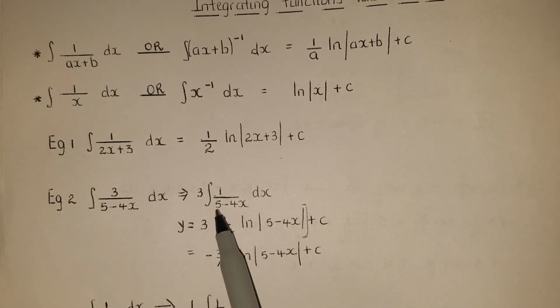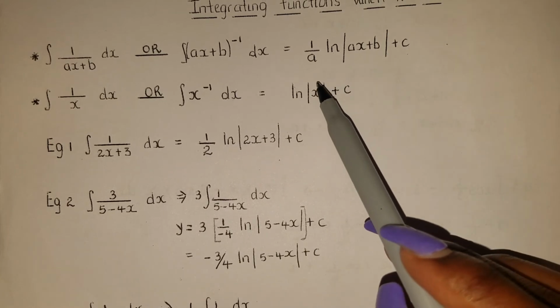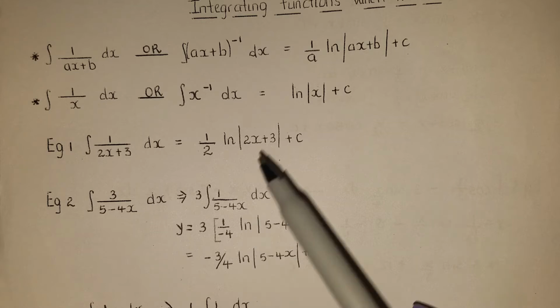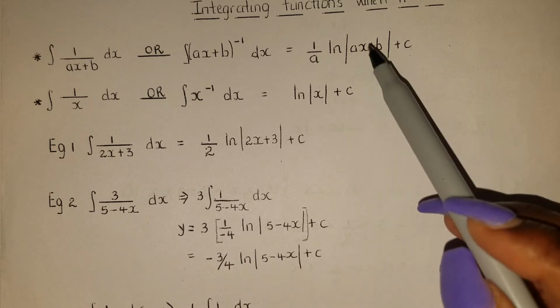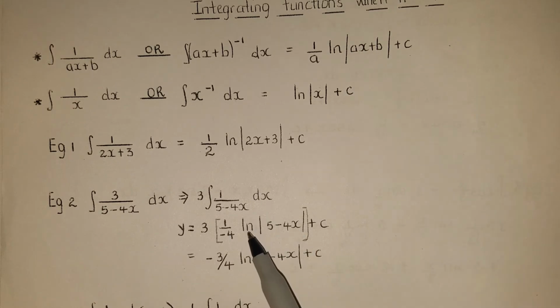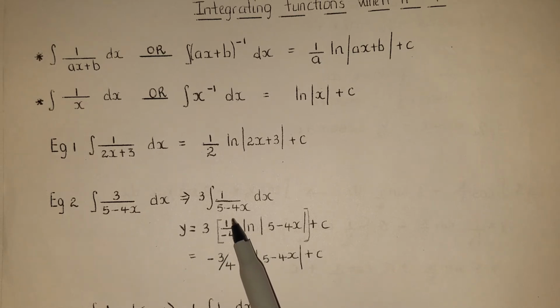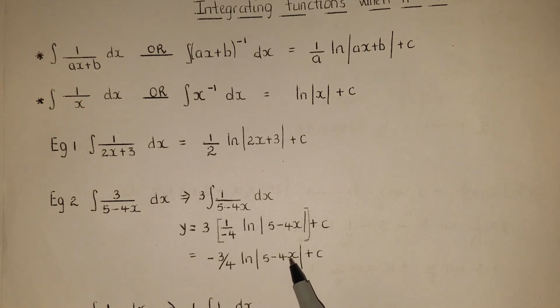So following, in this question, a is -4. So following the rule to integrate our 1 over 5 minus 4x, we will get 1 over a, which is 1 over -4, and our ln ax plus b, which works out to ln 5 minus 4x, and we put our plus c at the end. So here, the 3 that we had on the outside gets multiplied by our -1/4, making our answer -3 over 4 ln 5 minus 4x plus c.